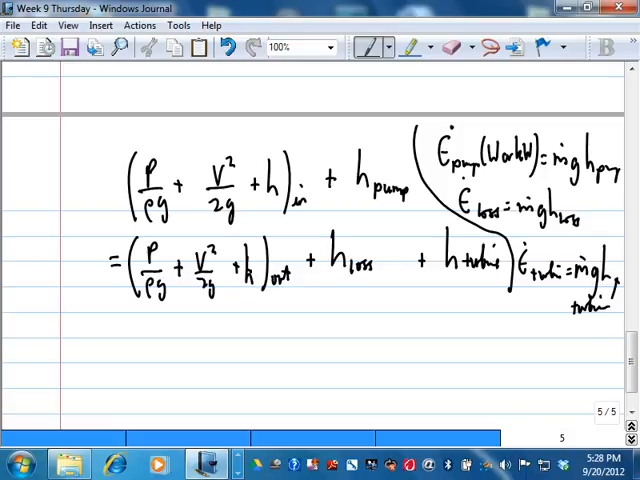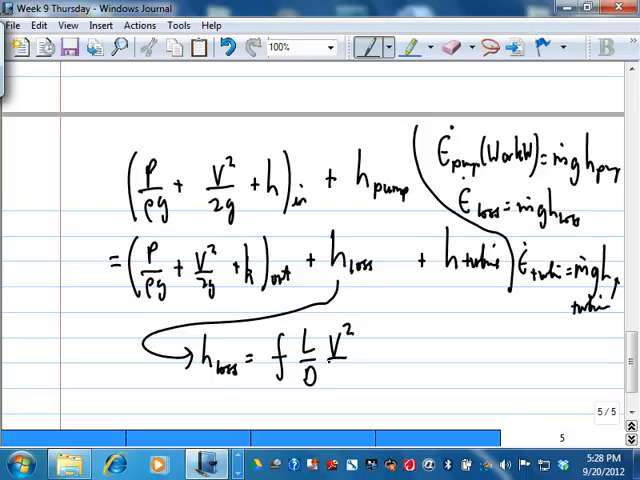Okay? Losses, we define like this. Head loss is equal to f L on D times V squared on 2g, plus the sum of K_L V squared on 2g. It's just defined like this. This is the definition of f and this is the definition of K_L. This is due to major losses and this is due to minor losses.